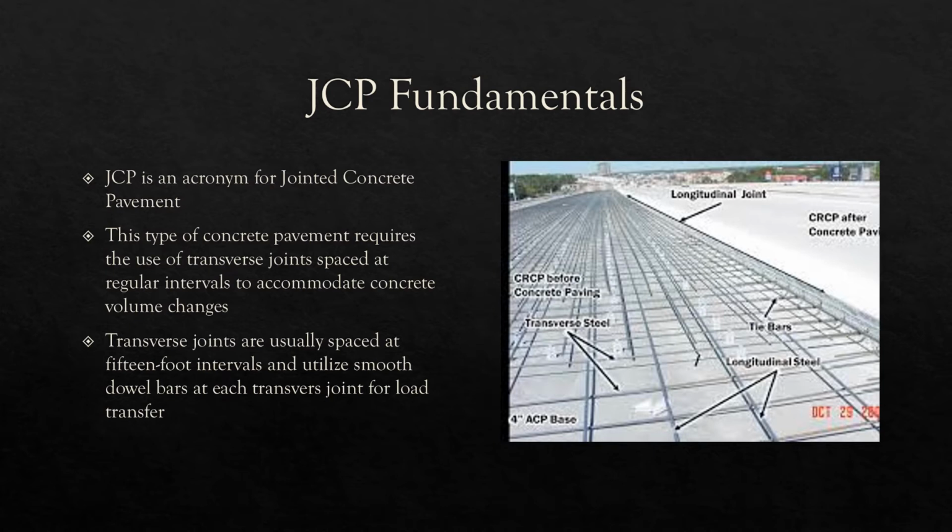Transverse joints are usually spaced at 15-foot intervals and utilize smooth dowel bars at each transverse joint for load transfer. In the picture provided, you can see the application of transverse joints in this method of paving, using tie bars in both transverse and longitudinal steel.